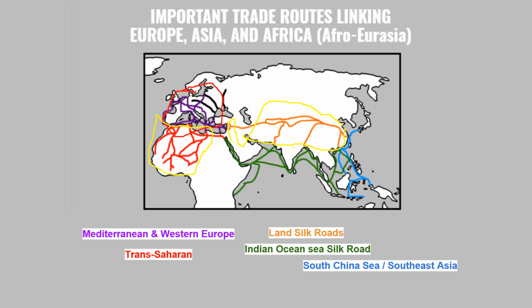You also have the Indian Ocean Sea Silk Road. Okay, so that's basically going from Asia to Europe and vice versa, along this green path. And then you have the South China Sea and Southeast Asia. And that stretched from Japan to China to Korea to many of the other countries in Southeast Asia. So those 5 routes really allowed for not only products but also ideas to be shared. And that really led to a major change within human history and a more connected world.